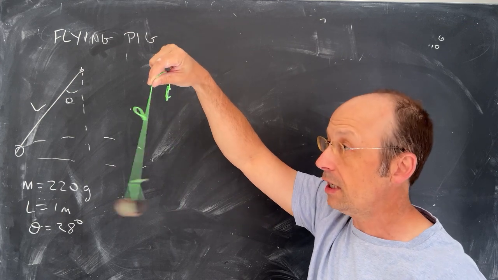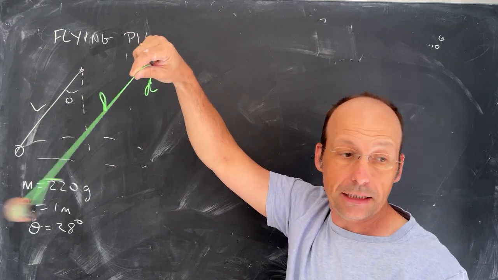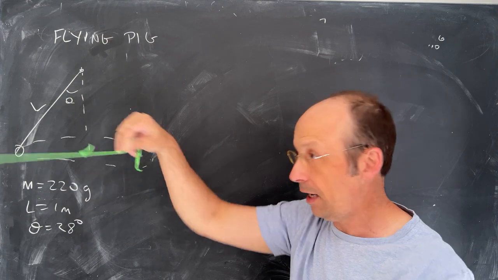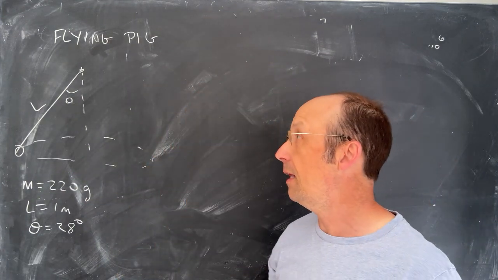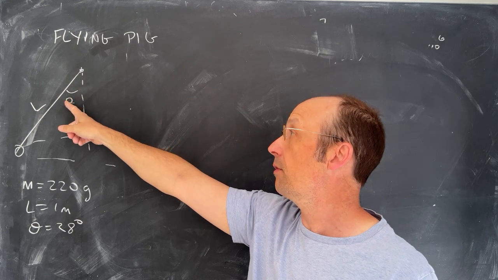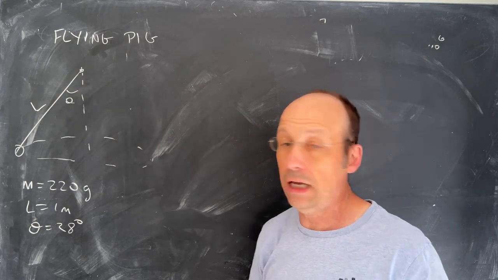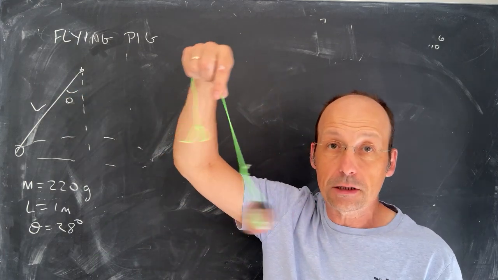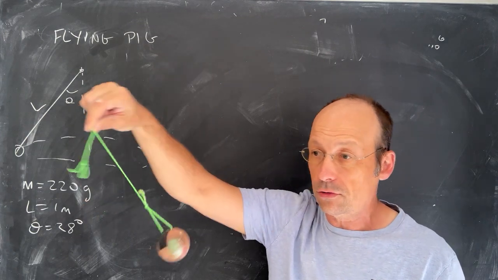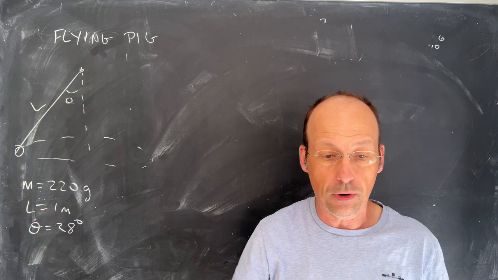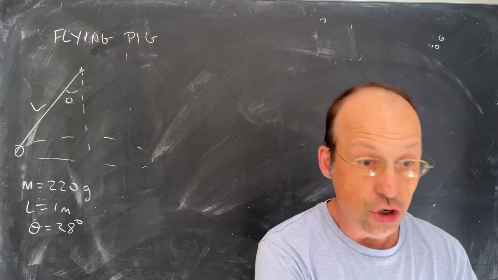And so the question is, suppose the pig has a mass of 220 grams. I wrote that down. Suppose the length of the string is 1 meter. This is not 1 meter. And the angle between the vertical and the string is 28 degrees. Then how fast does a pig have to fly in order to move in a horizontal circle? Horizontal circle, not a vertical circle like that. That's way more complicated. Let's do it.